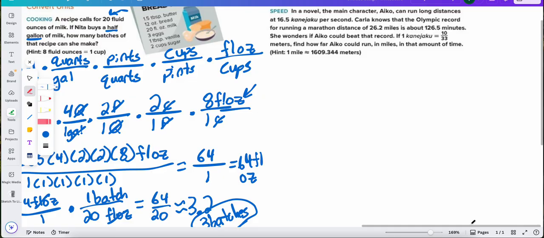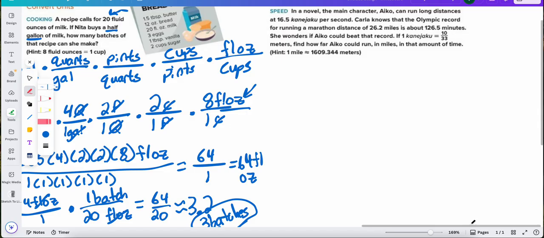It says, in the novel, the main character, Aiko, can run long distances in 16.5 Kanjaku per second. Carla knows that the Olympic record for running a marathon distance of 26.2 miles is about 126.5 minutes. She wonders if he could beat that record. If 1 Kanjaku equals 10 over 33 meters, how far could he run in miles in that amount of time? Okay, and it gives us some conversions.